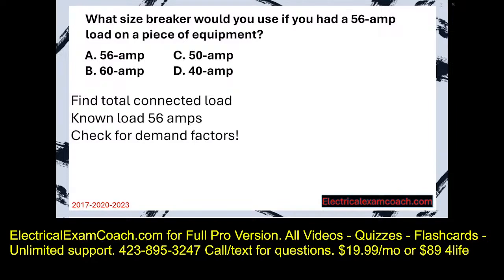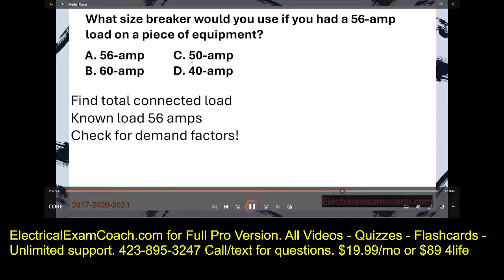There is no continuous load or any specific amount of time it's running. It also doesn't call out a specific type of equipment, like a motor or air conditioner compressor, that might lead us to other sections of the code. Therefore, there are no demand factors. We head over to table 240.6a and we select the next size up. In this case, we have a 56 amp load, which would lead us to select a 60 amp overcurrent device.